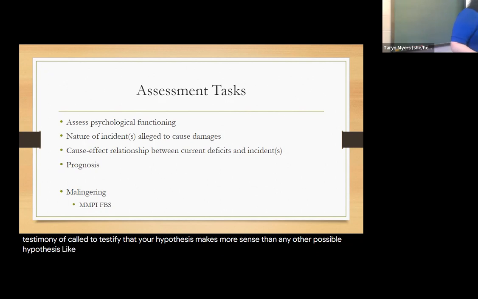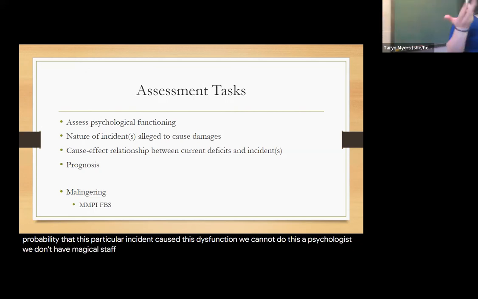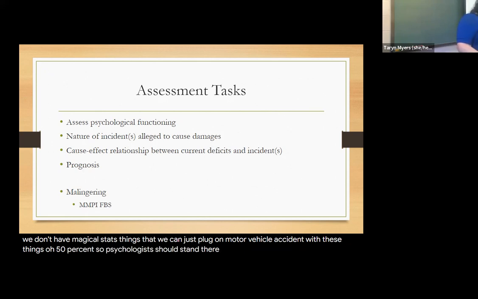You will likely be asked to assign probability values to your judgment. What is the probability that this particular incident caused this dysfunction? We cannot do this as psychologists. We don't have magical stats things that we can just plug in. Motor vehicle accident with these things, 50%. So psychologists should stand their ground and say, I can't do that. You can say things like, it's highly likely that your explanation is true.